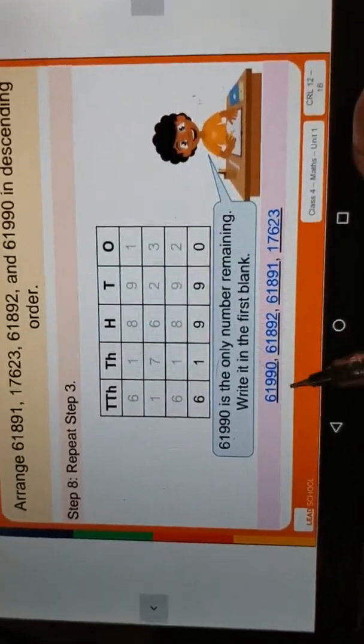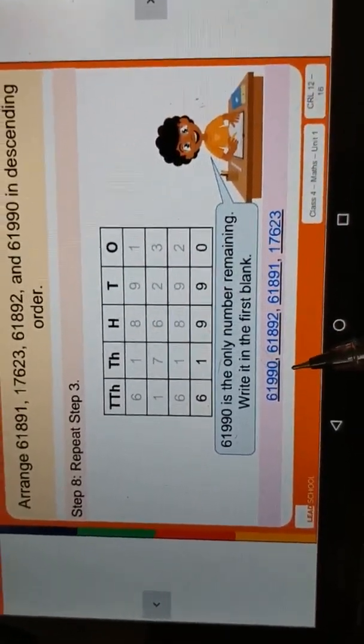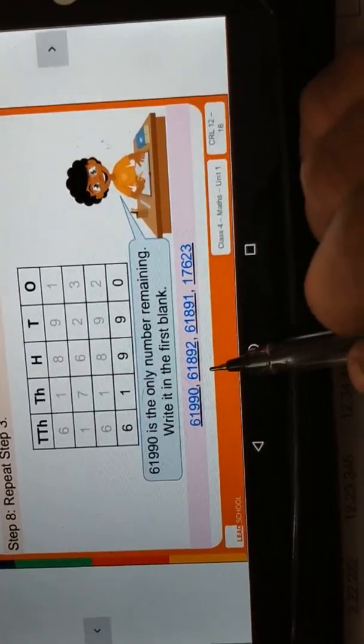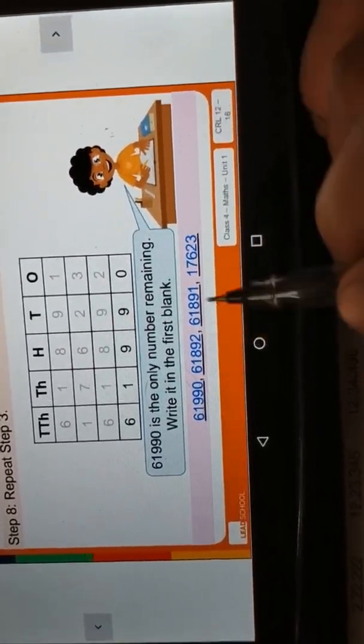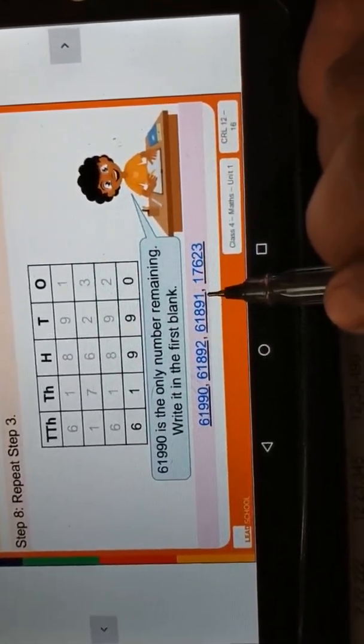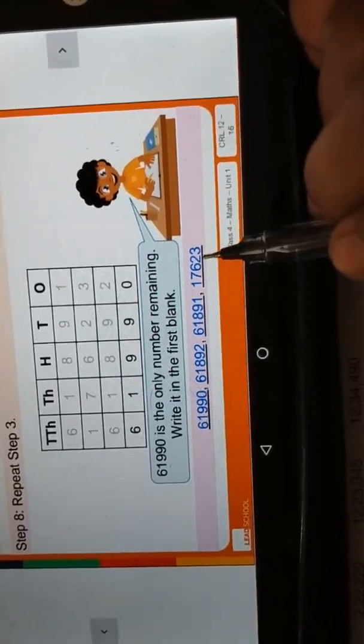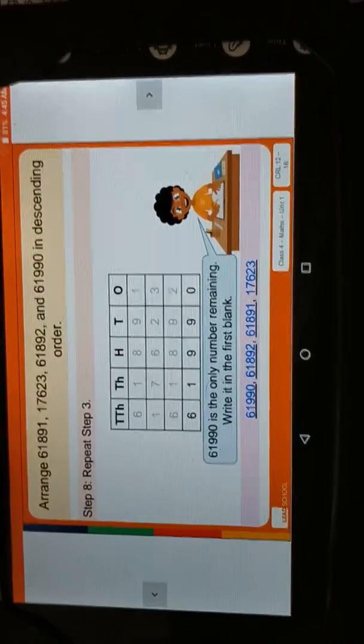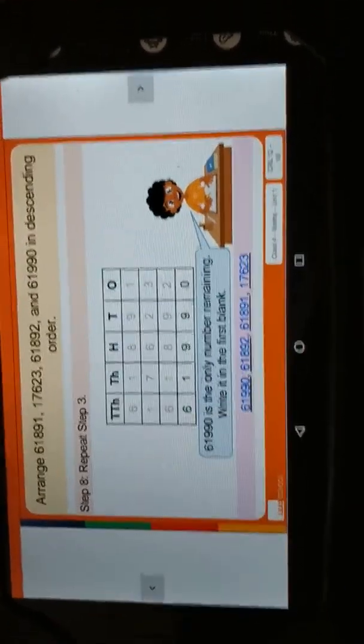In the last we have to write 61,990. So the highest number is 61,990, then 61,892, 61,891 and 17,623. Now students, I'll give you 1 minute. You have to write this example in your maths notebook.